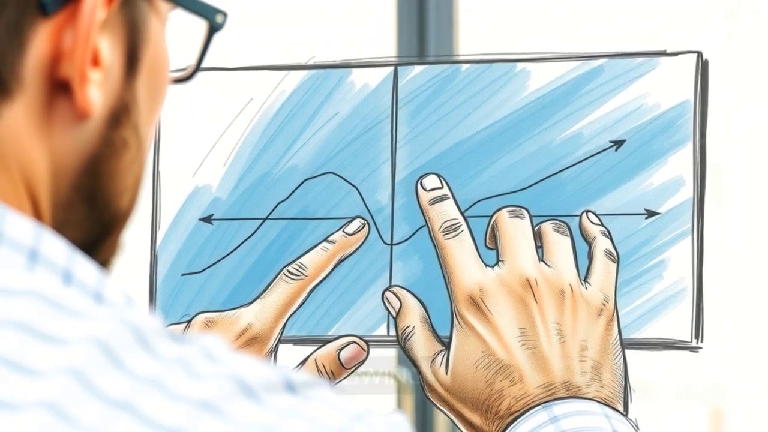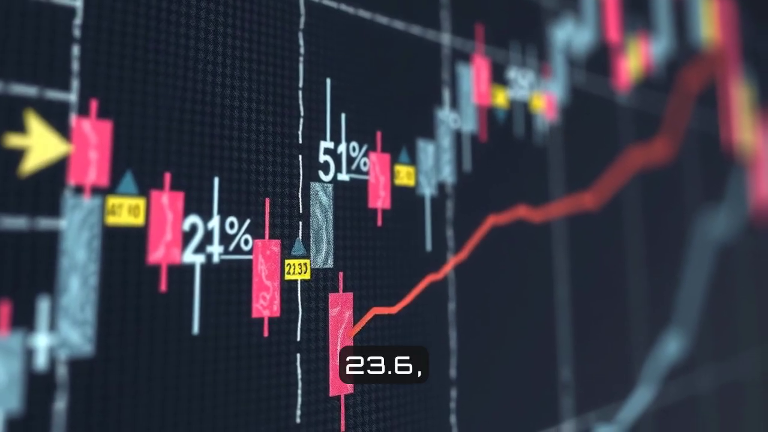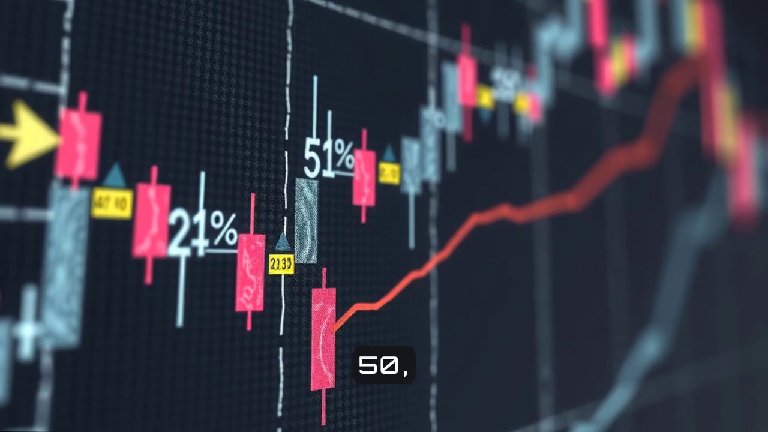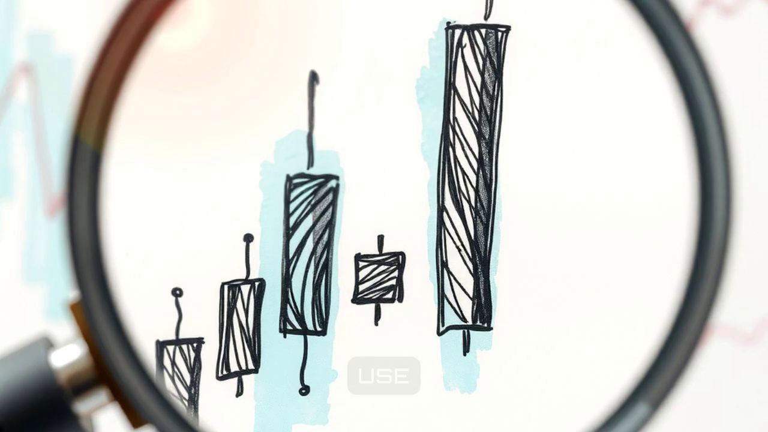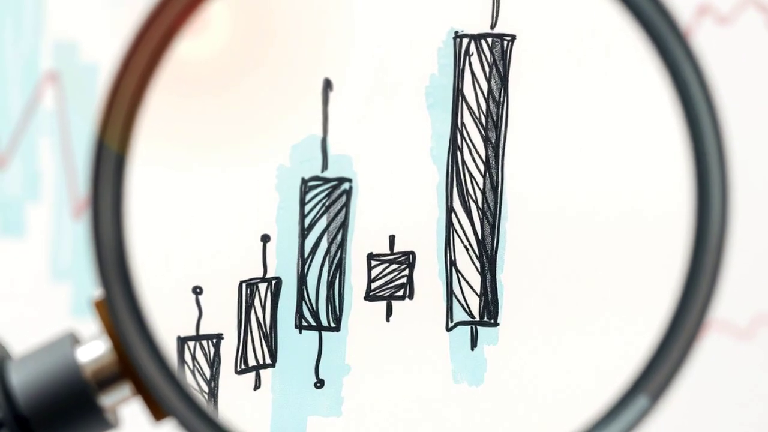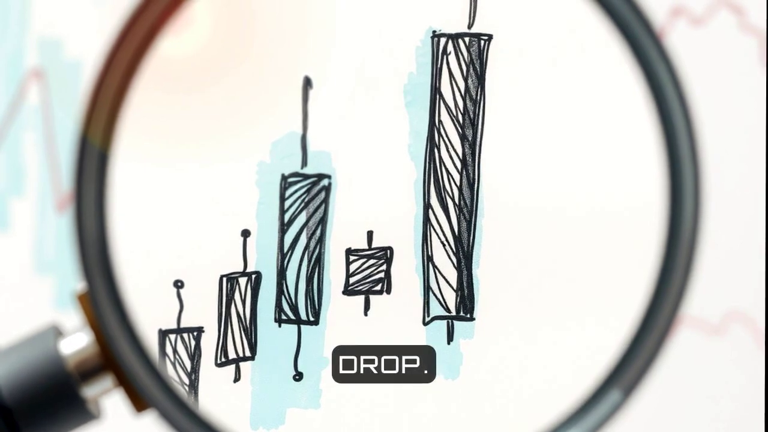Pick a swing high and swing low. The tool snaps levels, drawing 23.6, 38.2, 50, and 61.8% retracements automatically. Use the zoom to inspect reaction at the 61.8 level. Notice rejection wicks and volume drop.